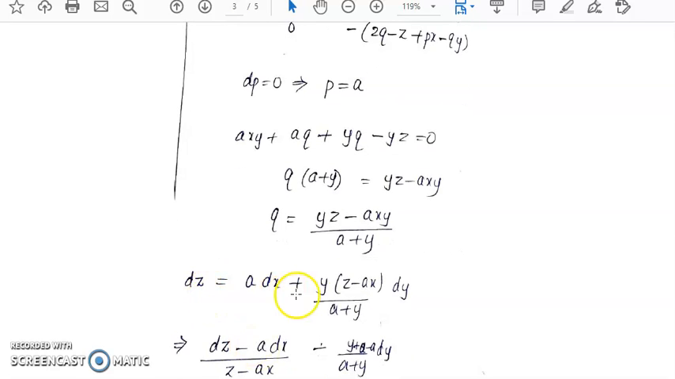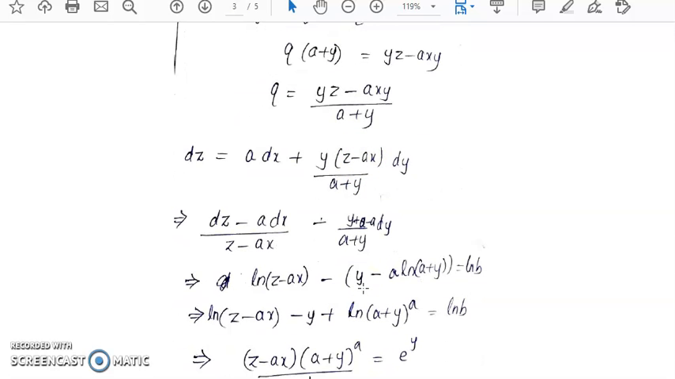Now substitute p and q. So you will get dz equal to p dx plus q dy. Take the dx term to the left side and take z minus ax to the left side. So you will get it in integrable form. So you will get dz minus a dx by z minus ax, then minus, I'll write it in the form y plus a minus a by a plus y dy equal to 0.